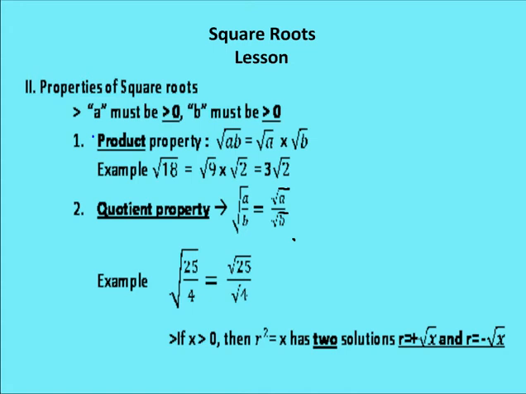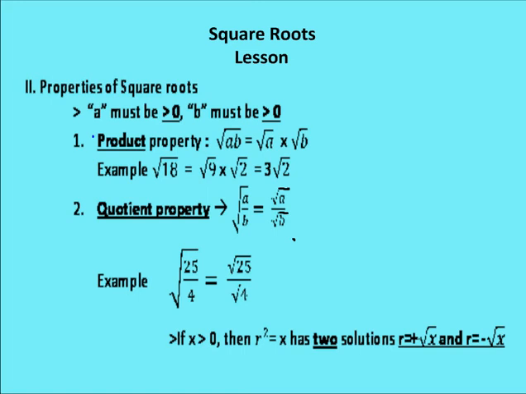Now the quotient property is similar to the product property, where we take the square root of some value and separate it into two values with square roots, so two radicals. In the quotient property, the square root of a over b is the same as the square root of a divided by the square root of b. In the example here, I have the square root of 25 over 4, and I can rewrite that as the square root of 25 over the square root of 4. And that ends up being 5 over 2, or 2.5.